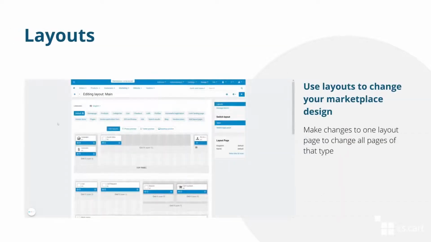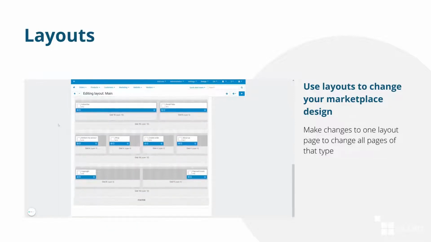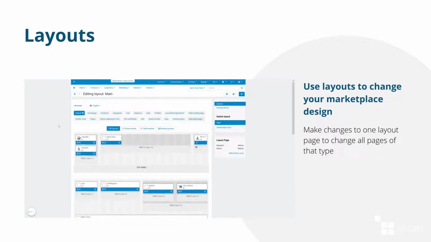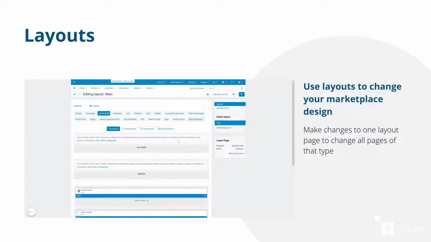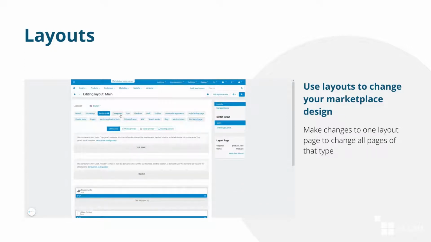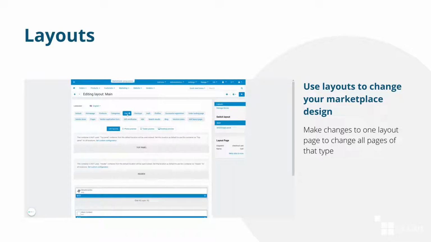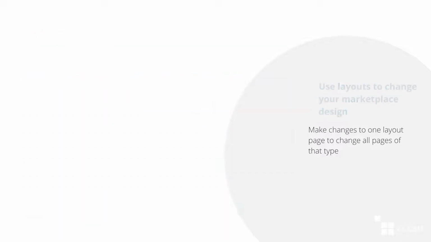Change the design of your marketplace storefront with layouts and blocks. Layouts determine the structure of your storefront. A layout page represents either a certain type of storefront pages, for example, product pages and category pages, or a specific storefront page, like the checkout page and the cart page. You can quickly set the design for all pages of one type if you make changes to a specific layout page. For example, if you change the products layout page, all product pages on the storefront will be affected.